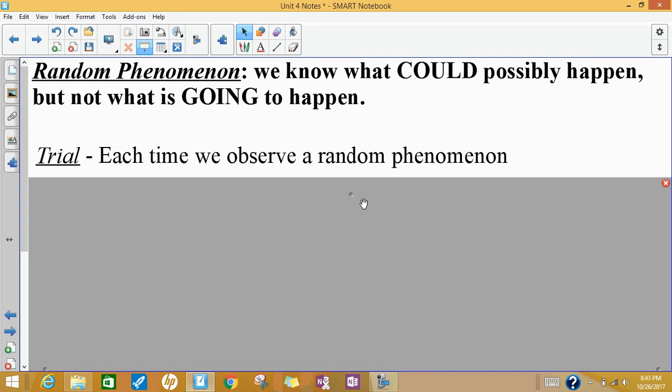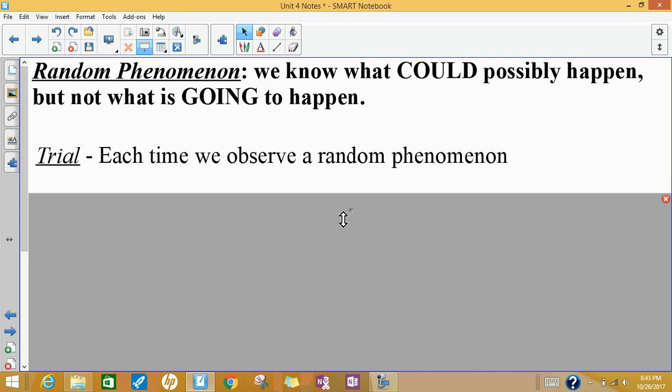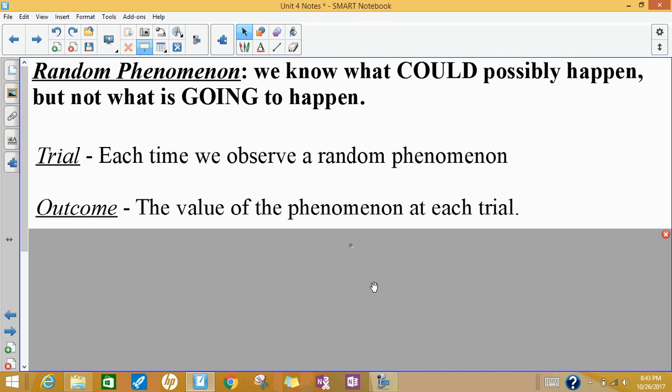When we do something that's a random phenomenon, let's say, for example, flipping a coin, each time we observe the random phenomenon, that's called a trial. So every coin flip, where we could either get a head or a tail, they each have the same chance of landing face up, and so it's completely random which one we get, and so each time we flip it, that's called a trial. The outcome is the value that we get each trial. So after flipping the coin, whether we get a head or a tail, that would be the outcome of the trial, which was, again, flipping the coin.